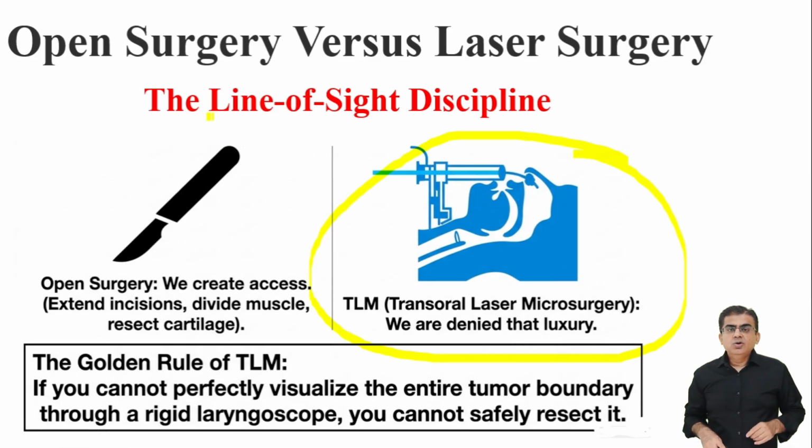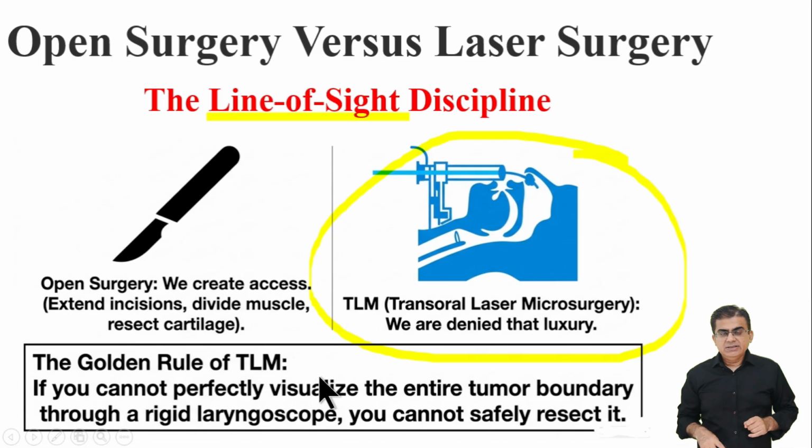This brings us to the golden rule of laser surgery. If you cannot perfectly visualize the entire tumor boundary through a rigid laryngoscope, you cannot safely resect it. It is really that simple. If you cannot see the margins clearly, you must not attempt TLM.